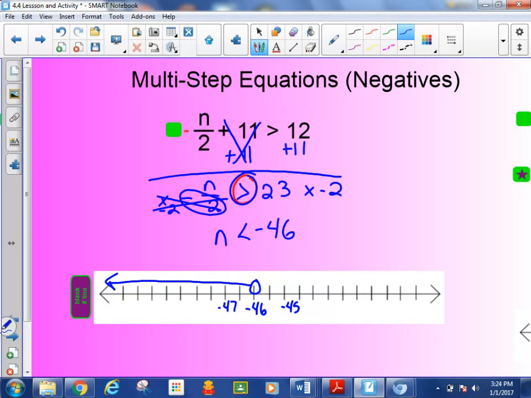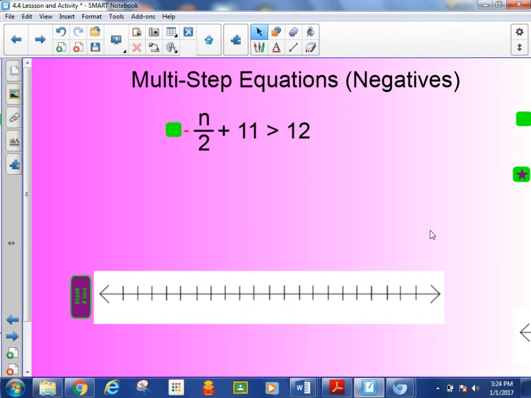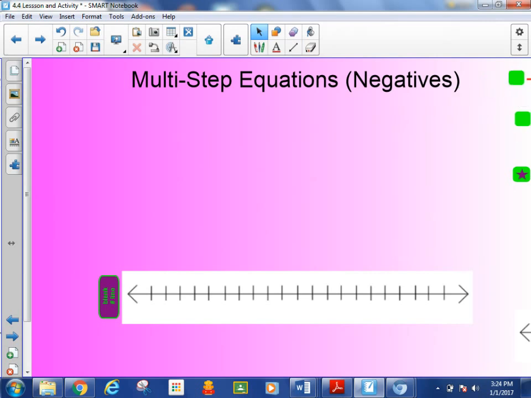Once again, this is similar to what you've been doing. I'm just reviewing with you what happens when you have that negative involved with that multiplying and dividing that we learned back in lesson 3. Okay, so let's try another one.